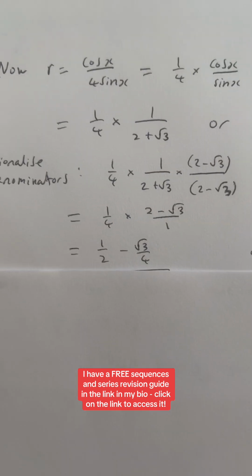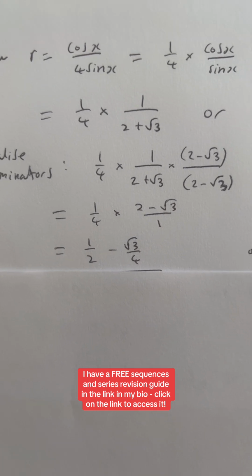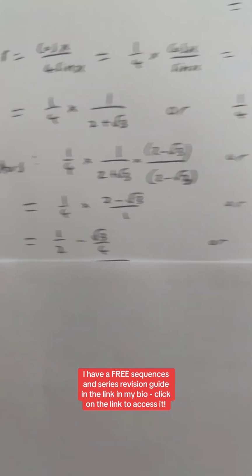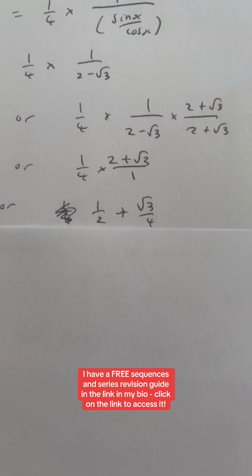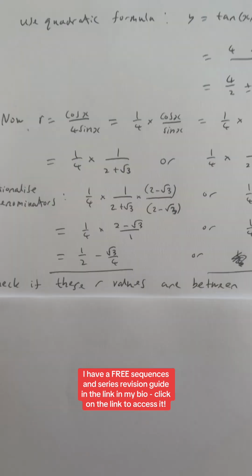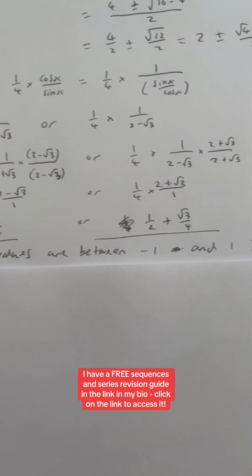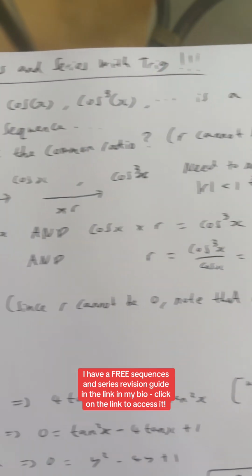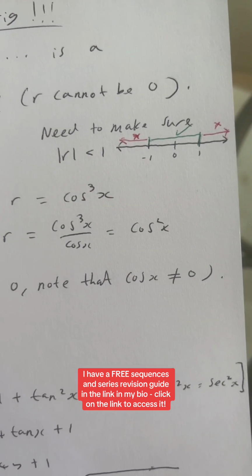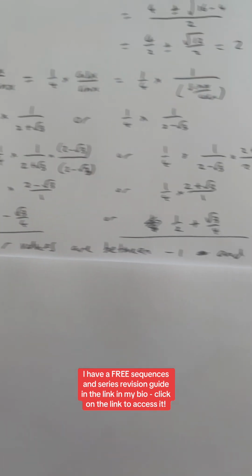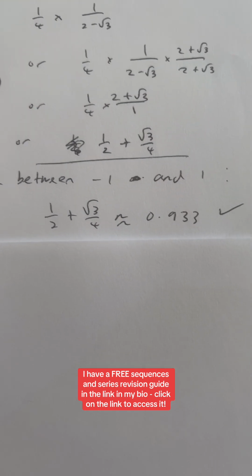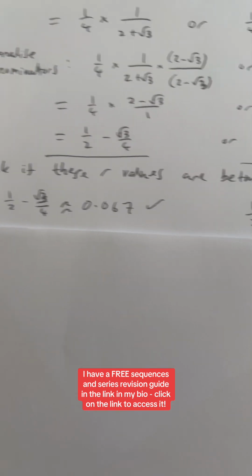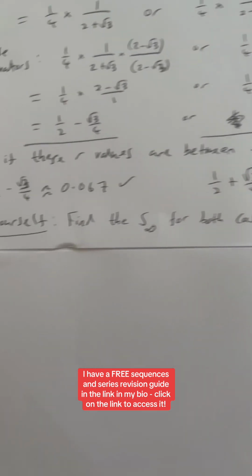We can now simplify everything. We get a half minus root 3 over 4, or we get a half plus root 3 over 4 as our second potential ratio. Now, as we said at the start of the question, we need the r value to be trapped between -1 and 1. We need to check if they are. Sometimes with these questions, you'll get an r value which is not between -1 and 1. So you've got to go back and check, are these two r values trapped between -1 and 1? And hopefully, once you do the calculation, you'll see they are. So the first one is about 0.067. The next one's about 0.9. So they are trapped between -1 and 1. So we've got two potential ratios.